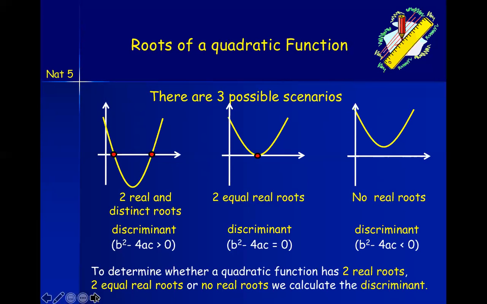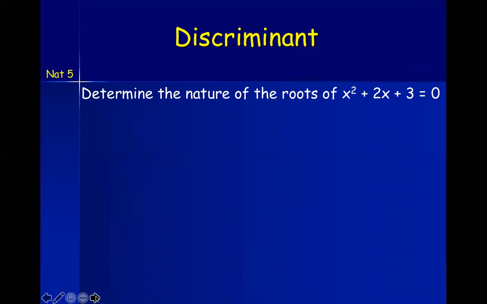So that's what it says there. So in order to state these three statements, I've got two real roots, two equal real roots, or no real roots, we need to calculate the discriminant.